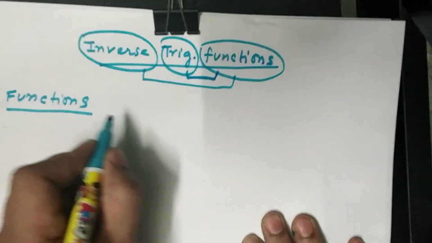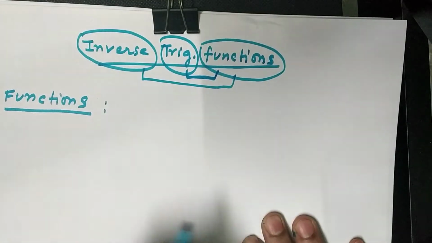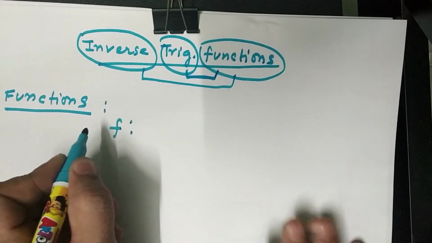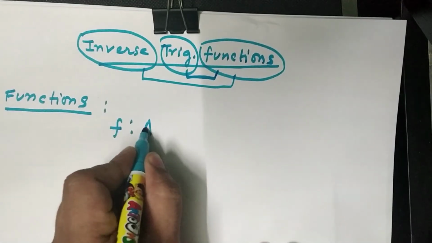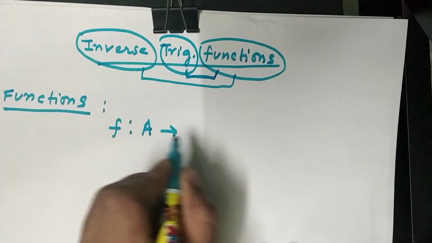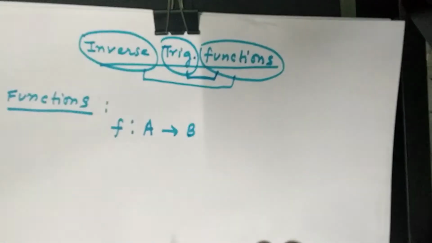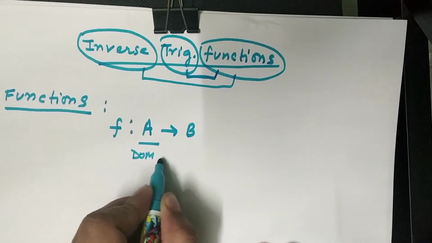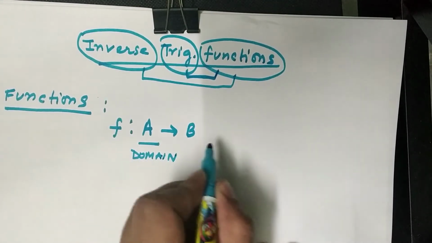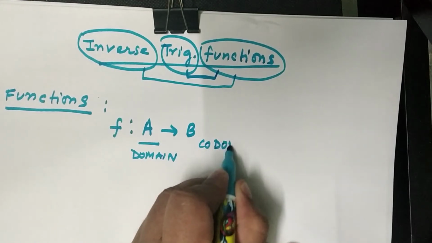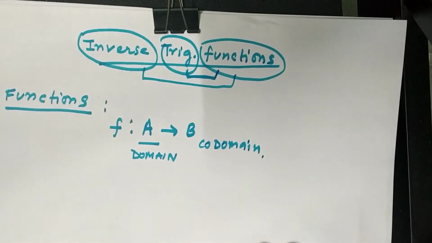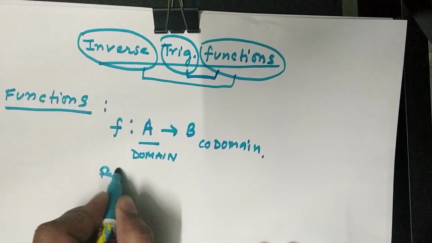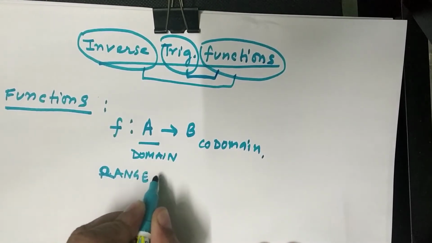What is a function? Function is a rule of association which associates all the elements of set A to a unique element of set B. Set A is called the domain set and set B is called codomain. There is a third set which we call range set. So what is a range set?